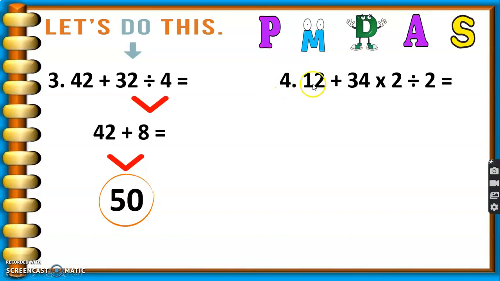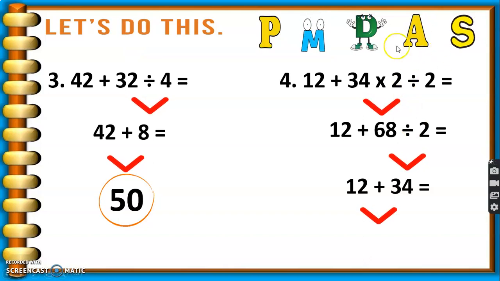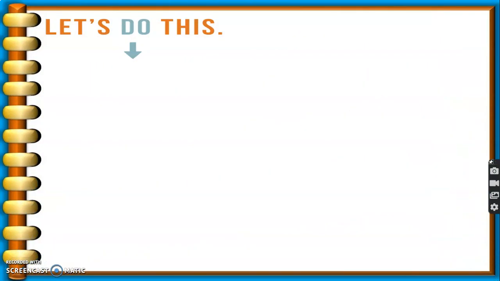Next, number 4, we have 12 plus 34 times 2 divided by 2. P, there is no parenthesis. Multiplication, yes: 34 times 2 is equal to 68. Then division: 68 divided by 2 is equal to 34. Then lastly, addition: 12 plus 34 is equal to 46. Therefore, number 4, 46 is the answer. Do you understand, kids? Now let's proceed to our last two examples.